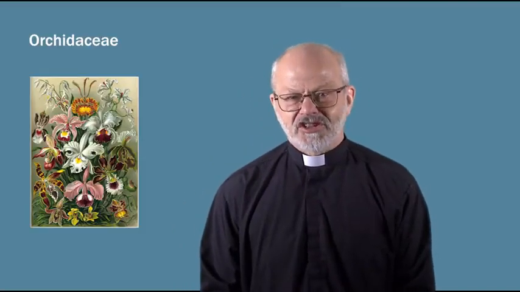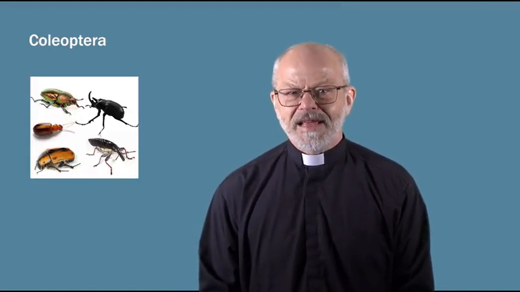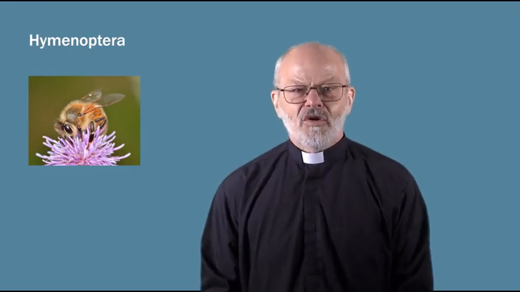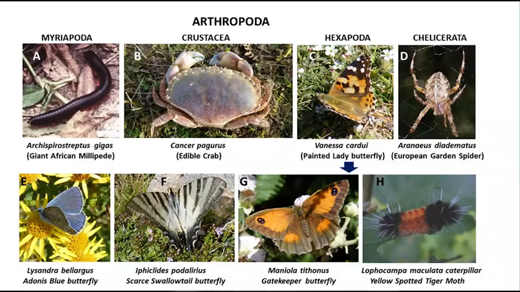floresiensis. Genera are grouped into families, such as the orchids, Orchidaceae, and families into orders, such as beetles, Coleoptera, or bees, etc., Hymenoptera, or butterflies and moths, Lepidoptera. Orders are further grouped together into classes, Hexapoda in this case, and these in turn into phyla, sharing a common body plan. The phylum Arthropoda includes insects, chelicerates, spiders, etc., crustaceans, and myriapods.